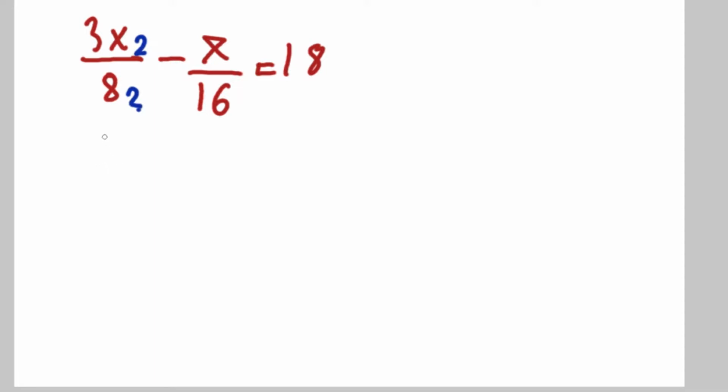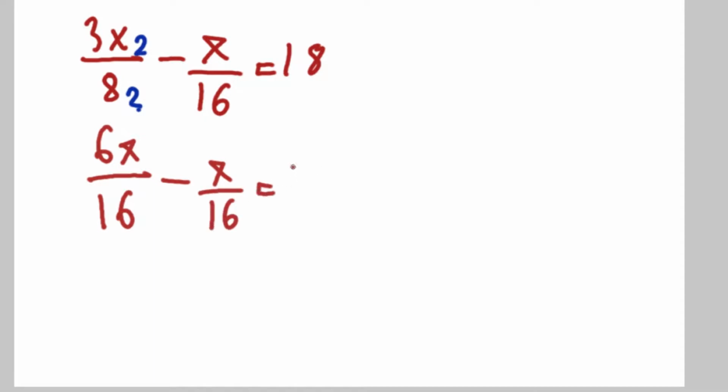So we've got 6x over 16 minus x over 16, which equals 18. And then we can combine them.